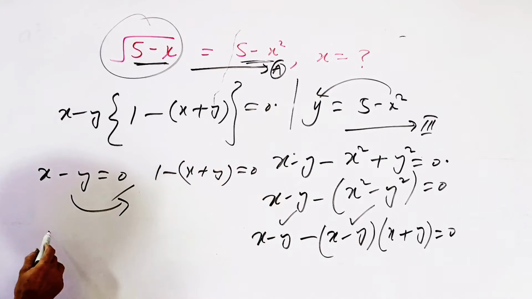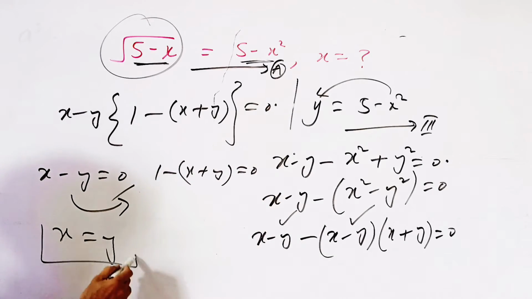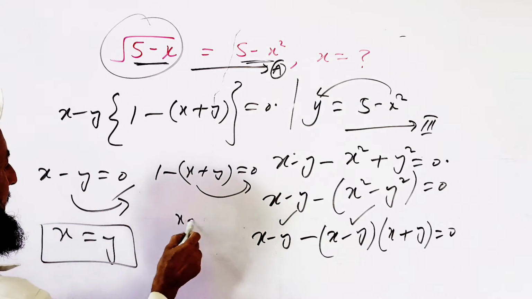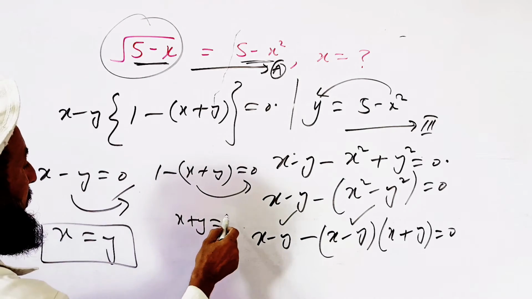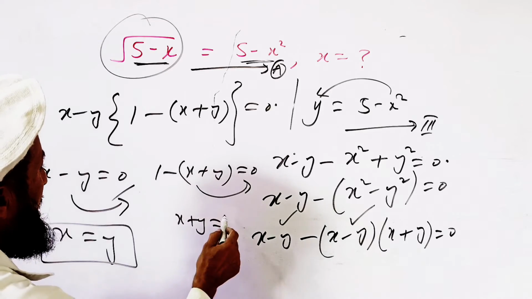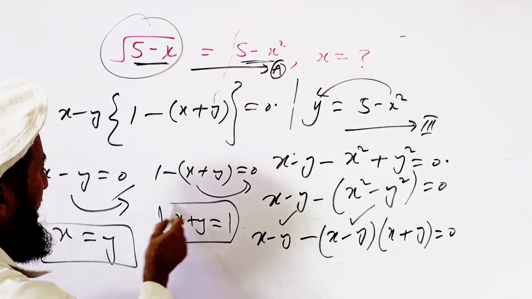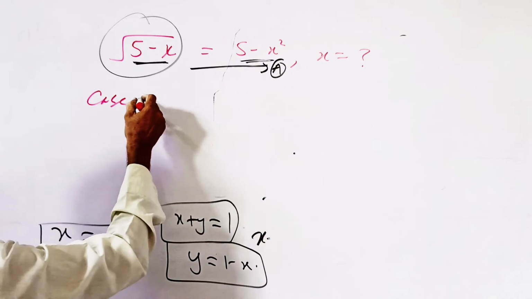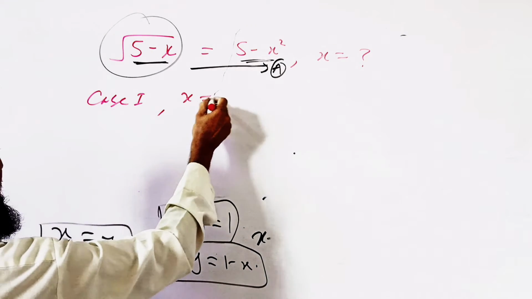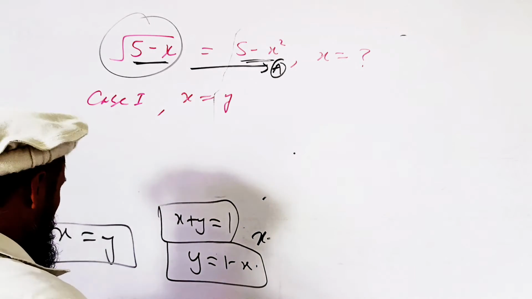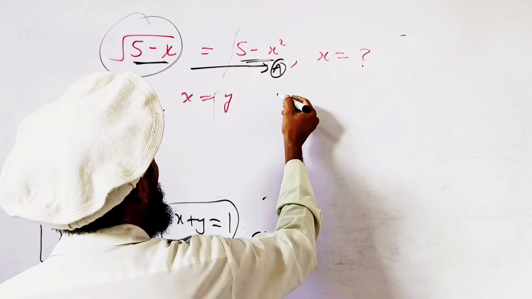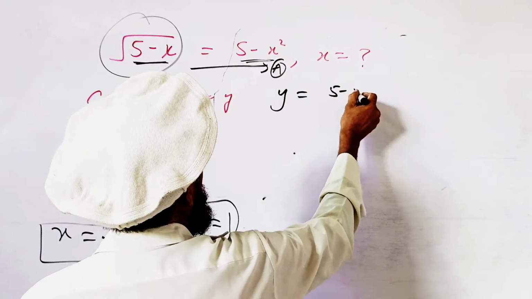So we transfer this result: x is equal to y. We have the first case, and similarly we change this result: x plus y is equal to 1. The second case: x plus y is equal to 1, and the first case is x is equal to y. So we apply it on the first equation, y is equal to the square root of 5 minus x.